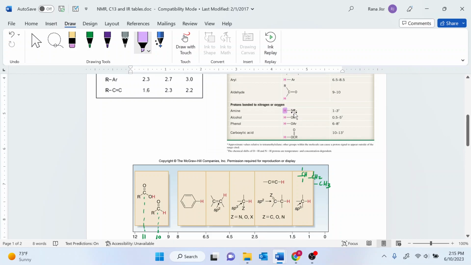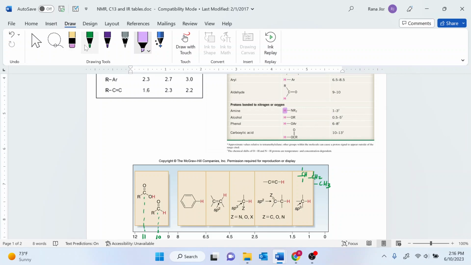The hydrogen that is connected to the nitrogen is going to show between 1 and 3 parts per million, and it depends on the R's that are connected to the nitrogen, how shielded or de-shielded they are. So the more they are de-shielded, the closer it is to the 3 parts per million, and the more they are shielded, the closer it is to the 1 part per million.